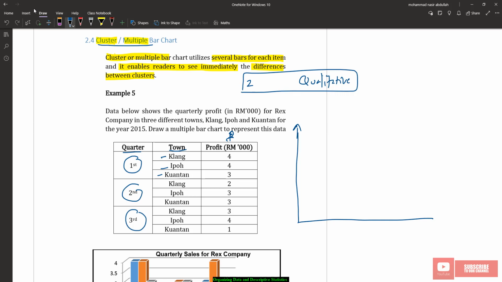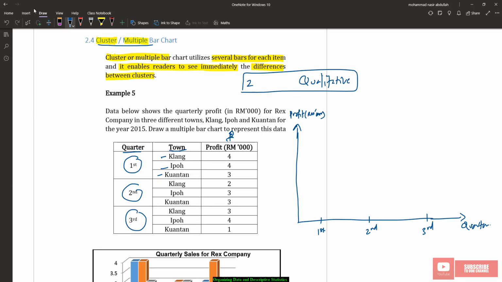So let's say kita nampak sini, di sini kita ada first quarter, second quarter, and the last one is third quarter, right? So this is quarter, and this is representing profit, profit in RM 1000, right?